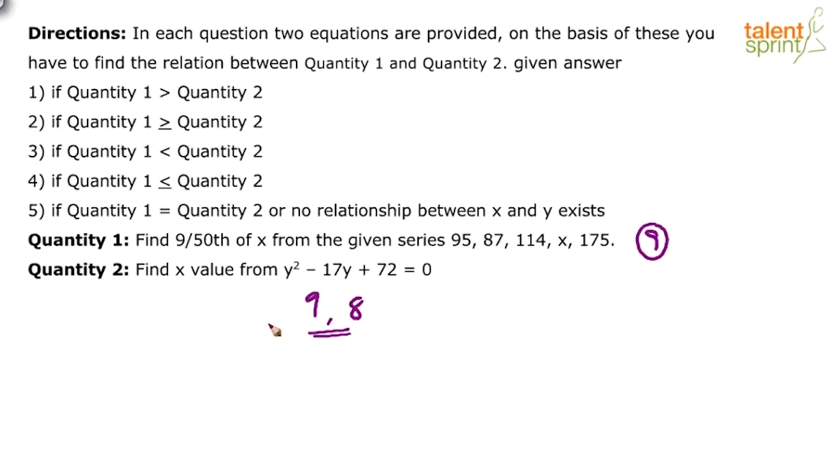So basically there are two comparisons, right? X with y1 and x with y2. Only one value of x with two values of y. So if we compare 9 with 9, what do we get? X is equal to y. If we compare 9 with 8, what do we get? X is greater than y. So overall it is x greater than or equal to y, right? So answer should be what? Quantity 1 is greater than or equal to quantity 2. Option 2, right?